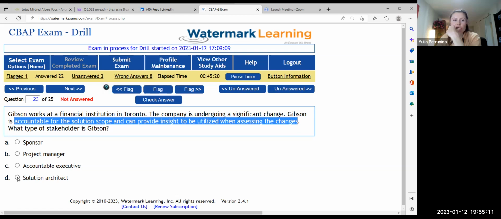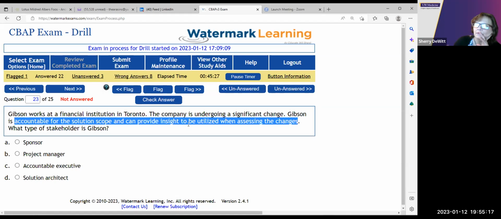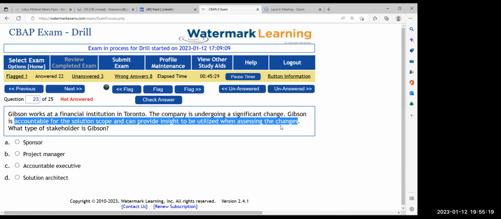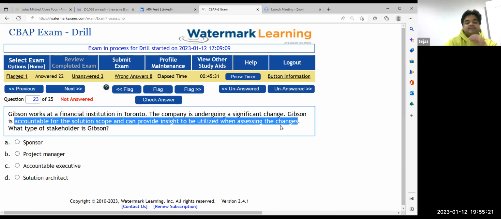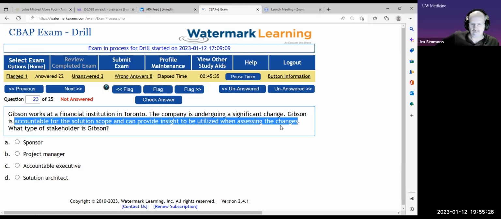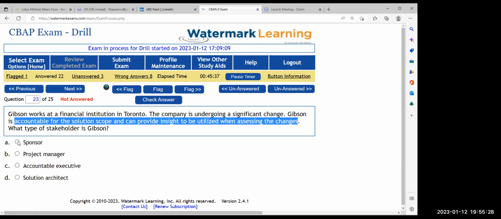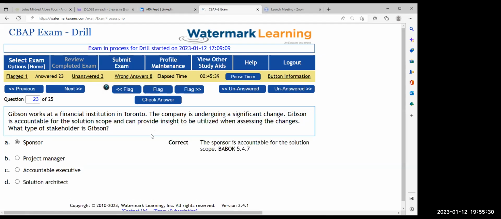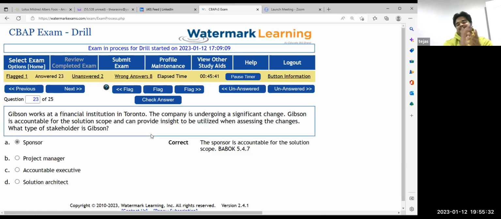Sponsor and project manager are accountable for solution scope. Okay, and can provide insight to be utilized when assessing the change. Who provides insight? B, sponsor. Okay, we're gonna go with sponsor. I think so too. Awesome. Accountable for solution scope.